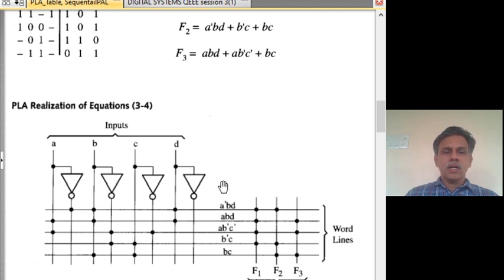So here comes the crucial lesson that we learn, that if you want to realize a set of functions which are all functions of a certain number of input variables, when we realize them jointly using a PLA, we are interested in the number of distinct product terms that are present in the expressions for all these functions. We are not interested in only minimizing each function individually.